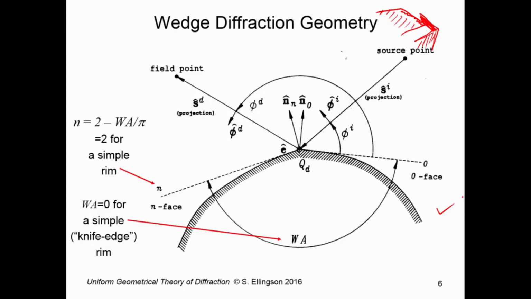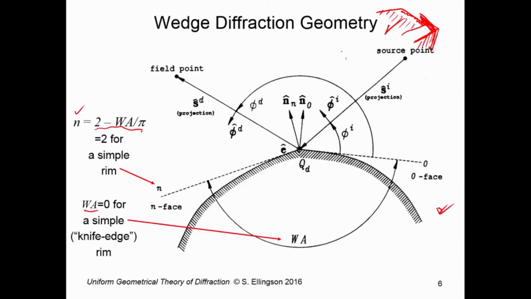So what I'm doing in this slide is providing the variables that we use to define this particular class of problems. So first, we have this thing WA. WA is the wedge angle. For a simple edge, like here, it's simply 0. The wedge angle is 0. If the wedge angle is greater than 0, then we have this situation as shown here, and also as shown in the diagram down here. Now, you recall seeing a parameter n in the GTD diffraction coefficient formulation, and I said that n equals 2 for a simple edge, or for a simple rim if we're talking about reflector antennas. In general, n is computed from the wedge angle, and the relationship is this one: n equals 2 minus the wedge angle in radians divided by pi.